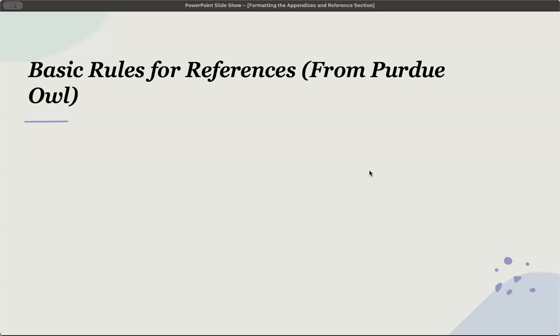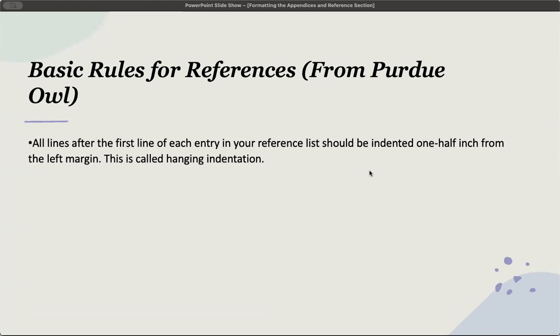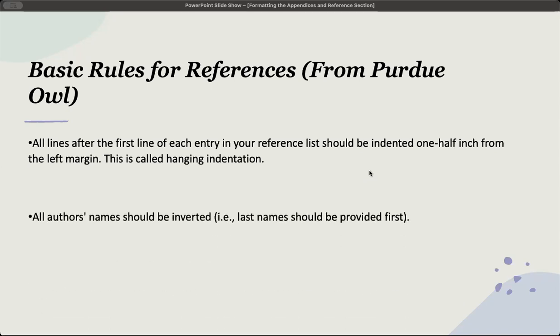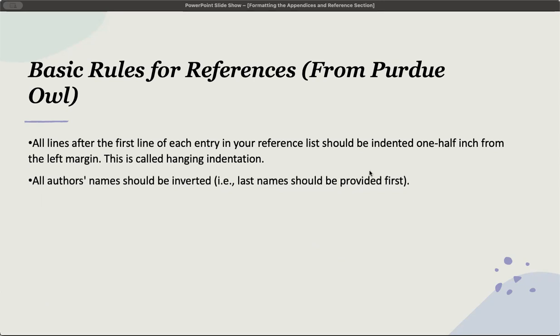So some basic rules for citing your references, and this is from Purdue OWL, and I'm not going to give all of them, just the most basic ones, is that all of the lines after the first line of each entry in your reference list should be indented 1/2 inch from the left margin. This is called hanging indentation. All authors' names should be inverted, so we've got the last name provided first. And then the first and middle names should be written as initials. So if the name is John Doe Smith, it would be Smith, comma, JD.